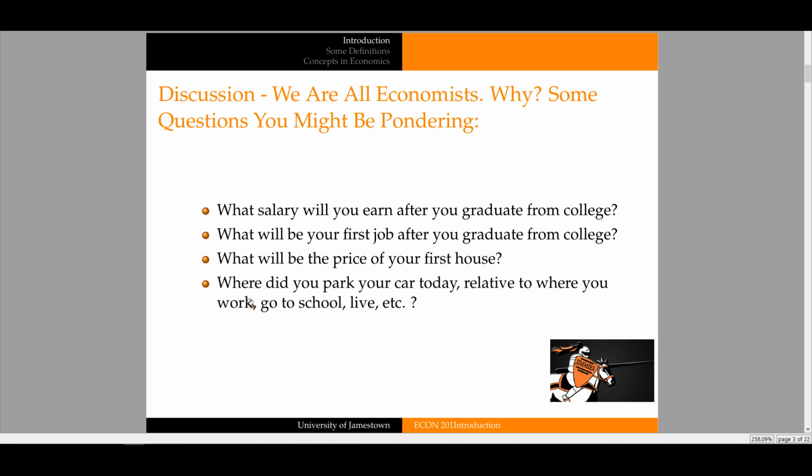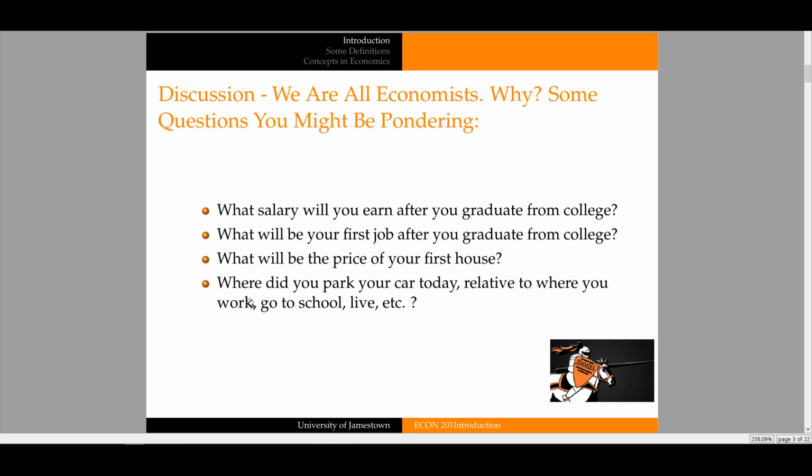Third question, what will be the price of your first house? Certainly, after students graduate from college, one of the first assets, or the biggest asset, most folks have is a house. And so students, after they graduate, may be considering buying a house.